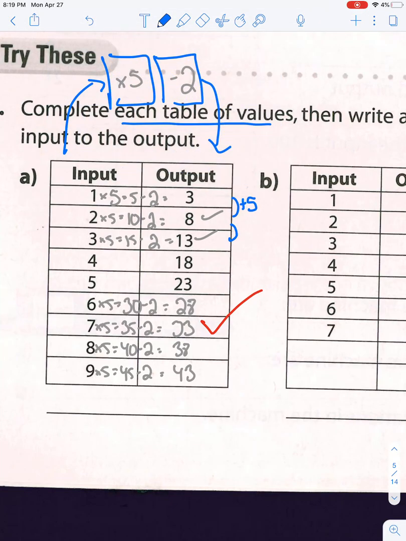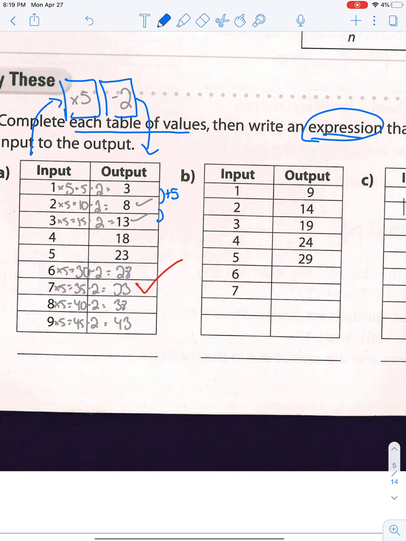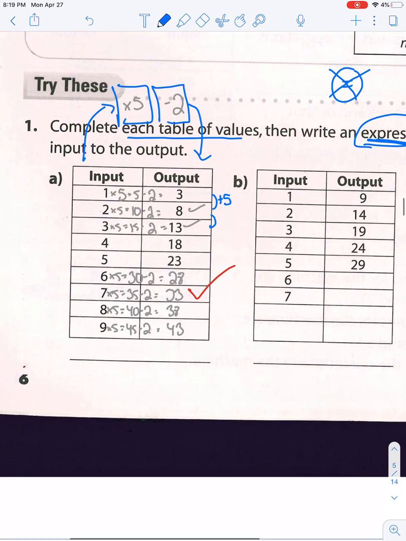Now, the next thing that we're doing is we're writing our expression. Remember, an expression does not have an equal sign. An equation has an equal sign, but not an expression. Okay, so now remember from yesterday, our lesson was that the input value, which I'm going to call I, is going to be our variable, which is going to be next to the first part of the machine, okay? So if I'm looking at my input, basically my input here is 1. My input here is 2. My input here is 3, and so on, okay?